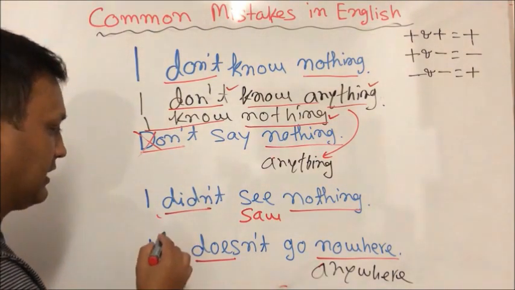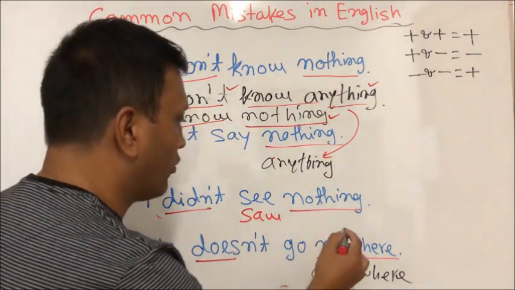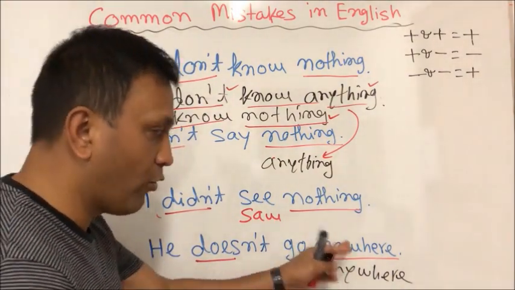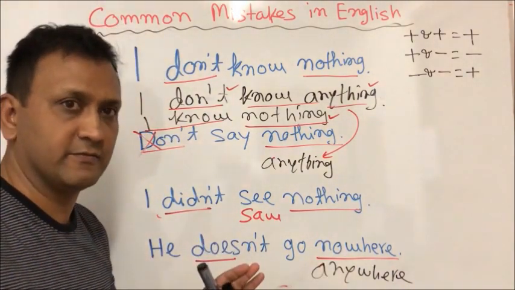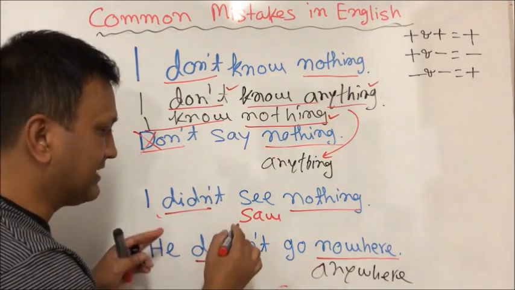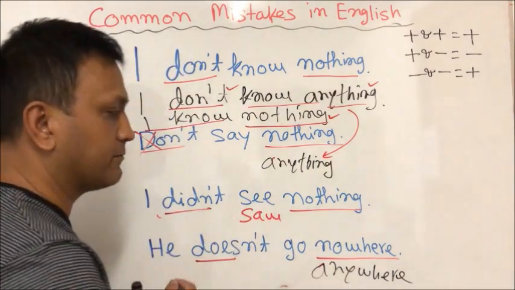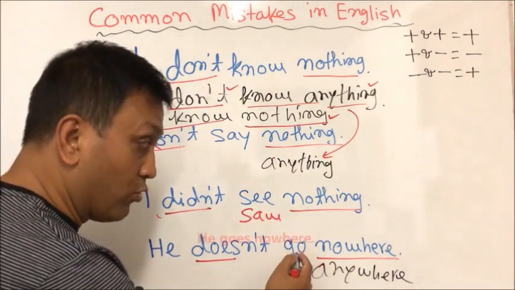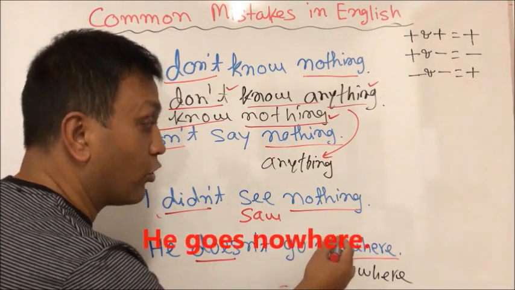In the last one, "he doesn't go nowhere." Again, two negatives, "doesn't" and "nowhere." You can't say them in the same sentence. What do you have to say? Either "he doesn't go anywhere," or "he goes nowhere."